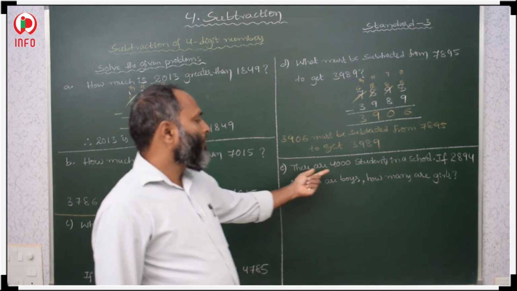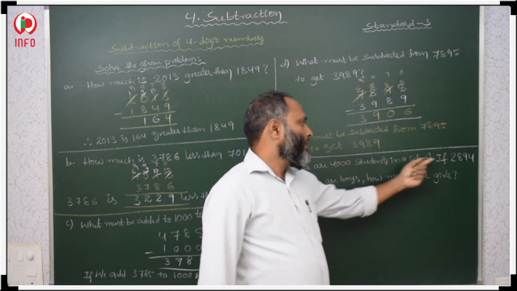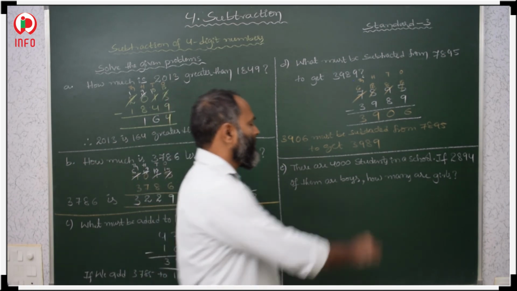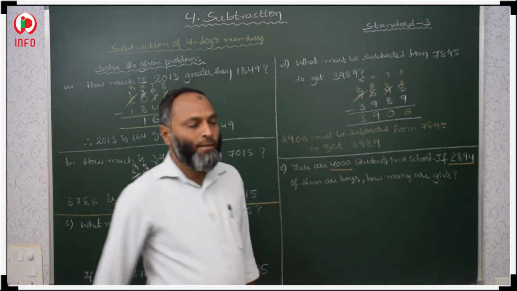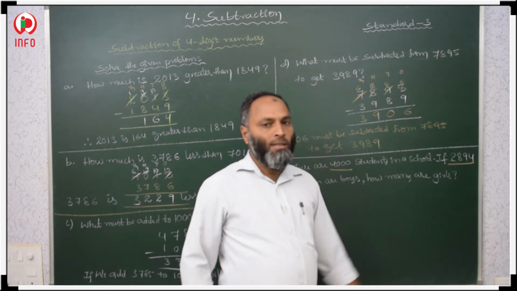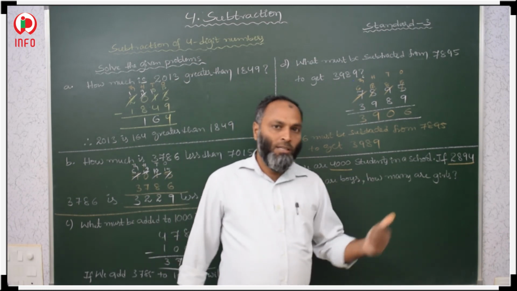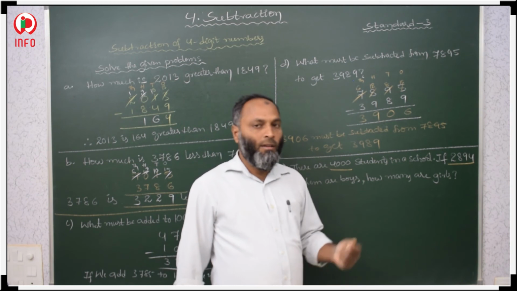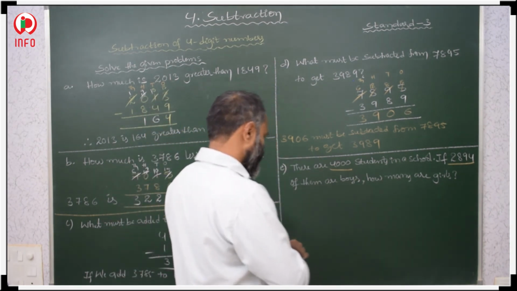Now, here there are 4000 students in a school, total students. So 2894 students of them are boys. Total students and boys. These many are boys. Then how many are girls, he is asking. So we have to subtract the number of boys from total students. Then you will get the number of girls. First write total students.